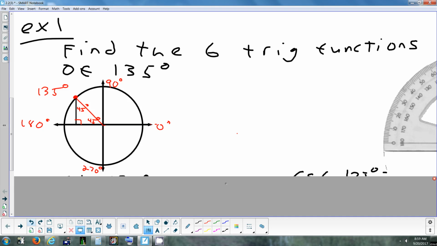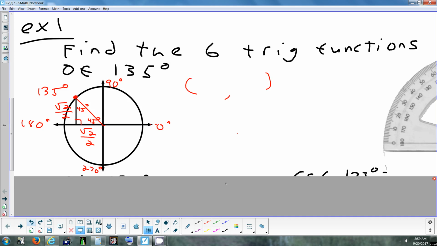Peter, what's the length of each side in a 45, 45, 90? Each leg, each side is root 2 over 2. So if you were to take a ruler and measure them, they each would come out to root 2 over 2. But we have to be careful when we write our coordinate. Keep in mind that we are in quadrant 2. So Haley, what do you think the coordinate would be for 135?